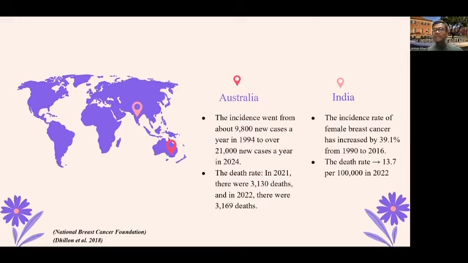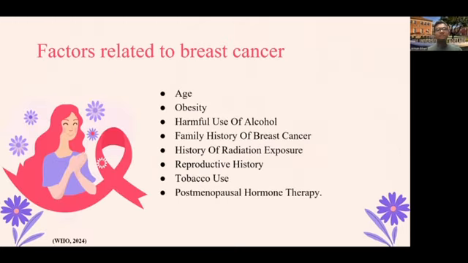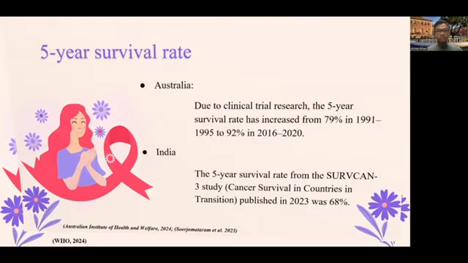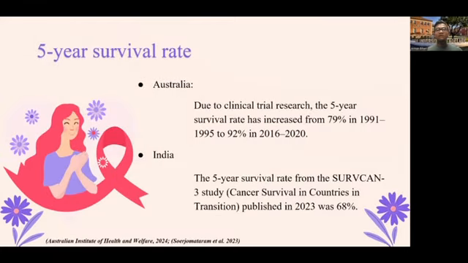About 3,100. In India, there was about a 39.1% increase in incidence from 1990 to 2016, and the death rate is about 13.7 per 100,000 in 2022. The factors related to breast cancer include age, obesity, tobacco use, and postmenopausal hormone therapy. The 5-year survival rate in Australia is about 79% to 92% in 2020, and in India about 68% in 2023.